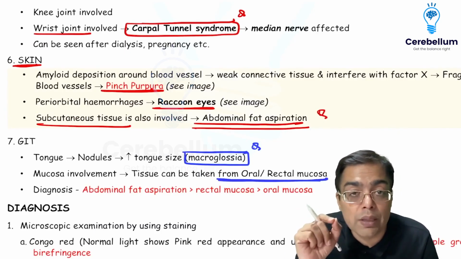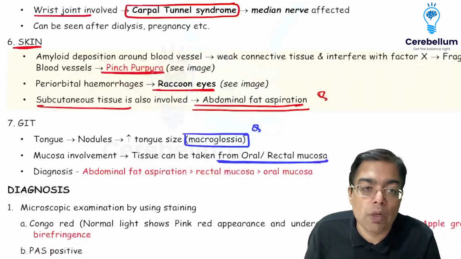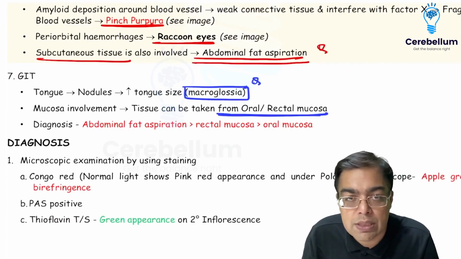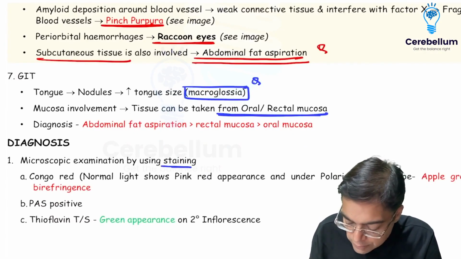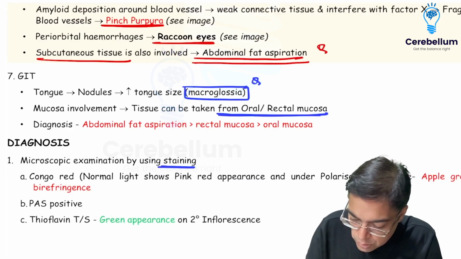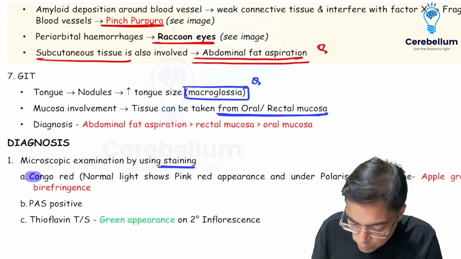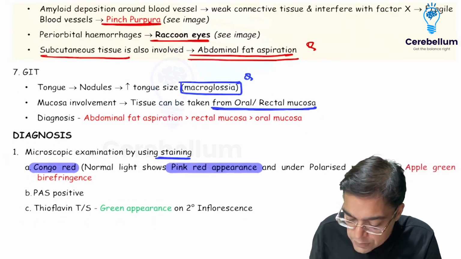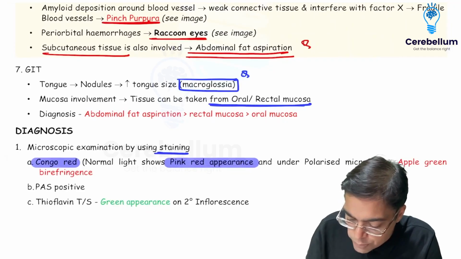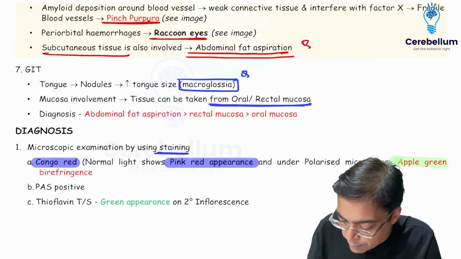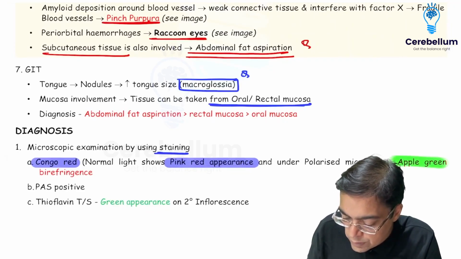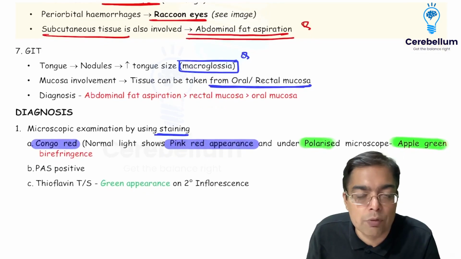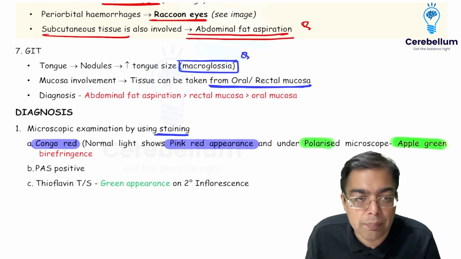What exactly is to be done for making a diagnosis is, once you've got a tissue, you can do the microscopic examination and you can be using the staining. The commonest stain that is being used is Congo red. Under normal light, it is going to be showing you a pink red appearance, and under polarized light, it is going to be showing you an appearance which is given the name of apple green birefringence. So polarized light, apple green birefringence. Normal light, pink red appearance.